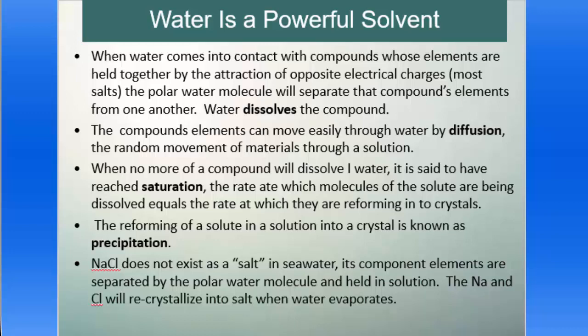The reforming of a solute in a solution into a crystal, that process I just mentioned, is known as precipitation. And that happens in the air as well. Look at the air in front of you. It has water vapor in it. It's just not completely saturated. If you were to saturate that air in front of you, well, then condensation would occur. When condensation occurs, the water vapor molecules in the solution of air are reforming into water molecules, and that's known as precipitation.